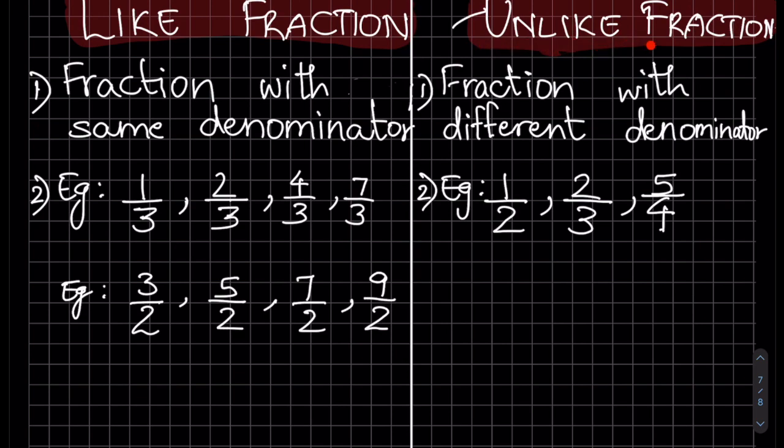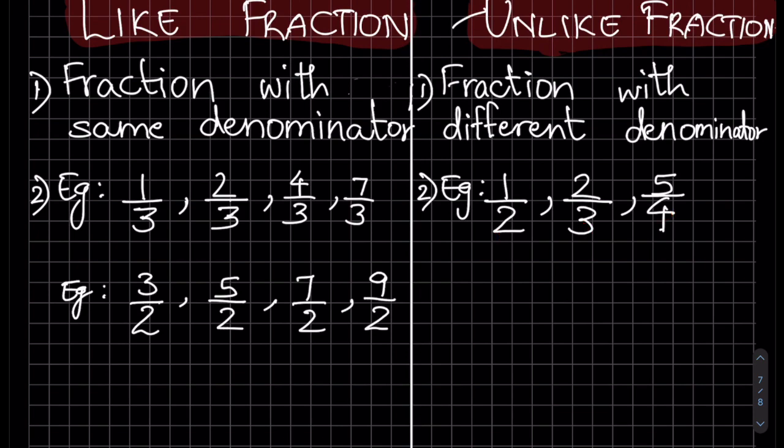Another set of fractions are called unlike fractions. The term unlike means not same or not matching. So fractions with different denominators, where the denominators are not same or not matching, such fractions are called unlike fractions. Example, I have over here 1 over 2, 2 over 3, 5 over 4. If you observe all the denominators, they are absolutely different.